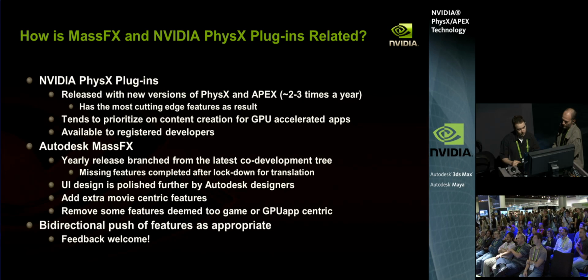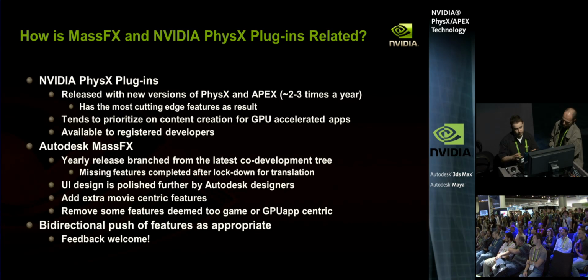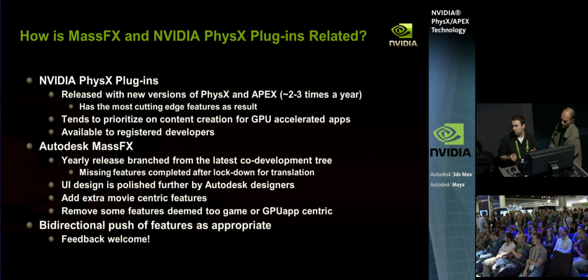So the NVIDIA PhysX plugins are released with each new version of Physics and Apex, and this is 2 to 3 times a year. It has the most cutting-edge features, usually for new things that are being introduced with the newest versions of Apex and Physics, but we do tend in those releases to prioritize on content creation for external GPU-accelerated applications and not necessarily having quite everything for movies and films at that first release stage. This is also limited to registered developers from the NVIDIA website.